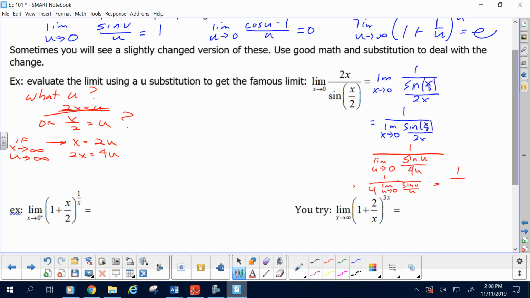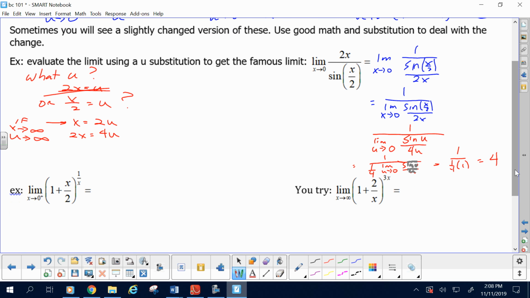That limit is 1, oops, I wrote this wrong. Isn't it 1/4 in the denominator? So that's 1 over 1/4 times 1, which is 4, and most importantly, it's not the answer, it's the process. All right, that's a sine or trig type. Let's do an exponential or e type.